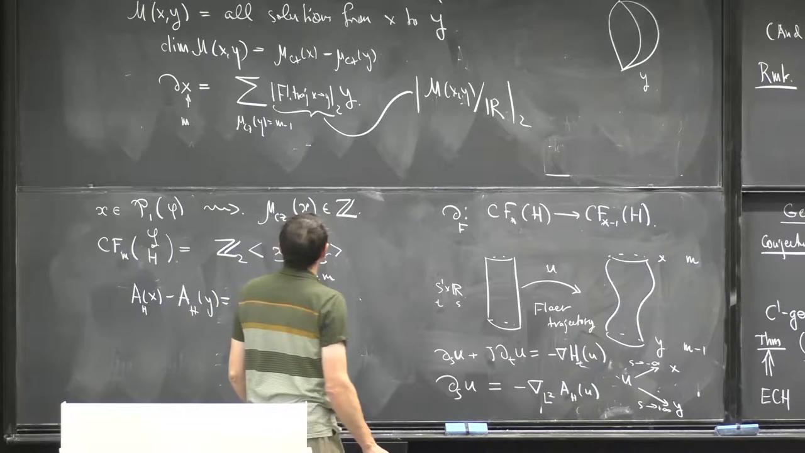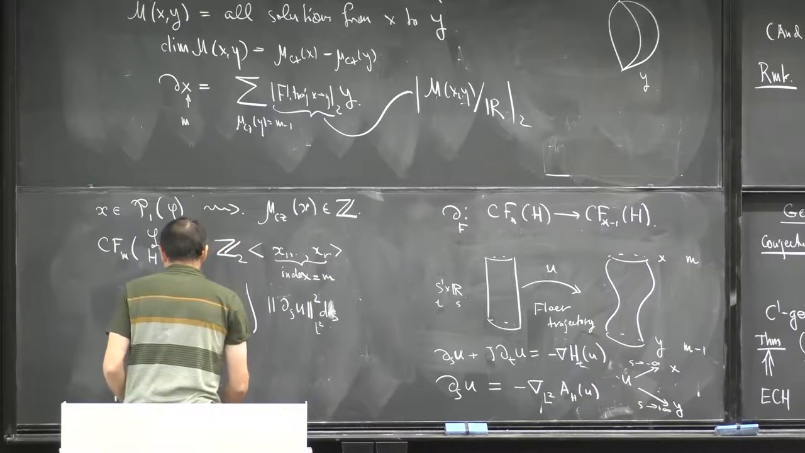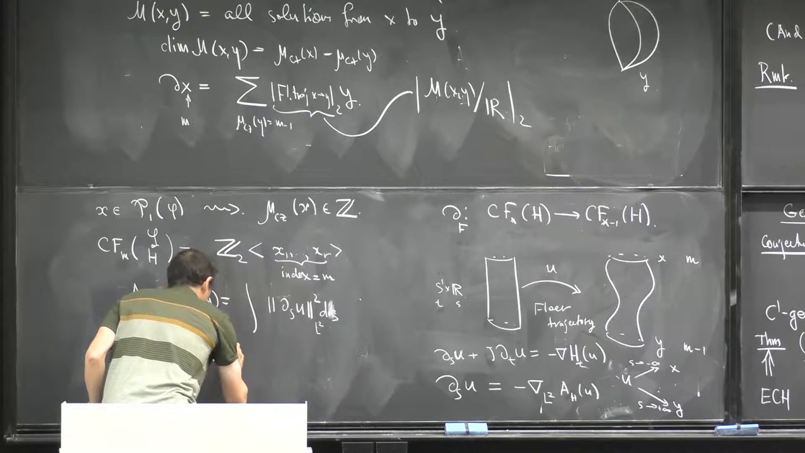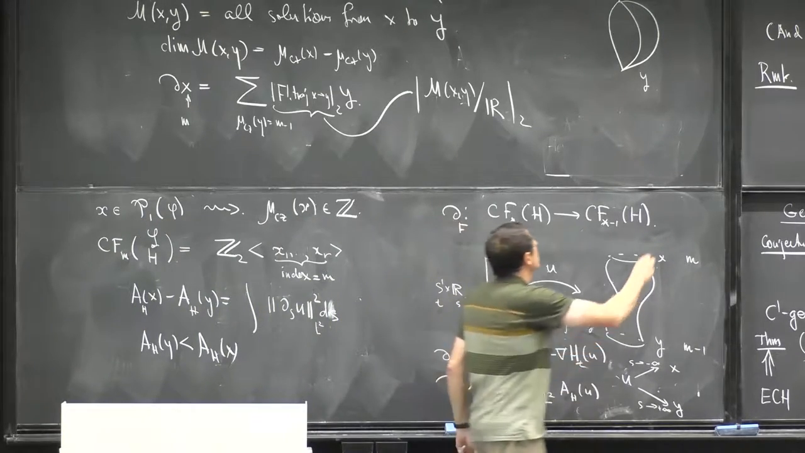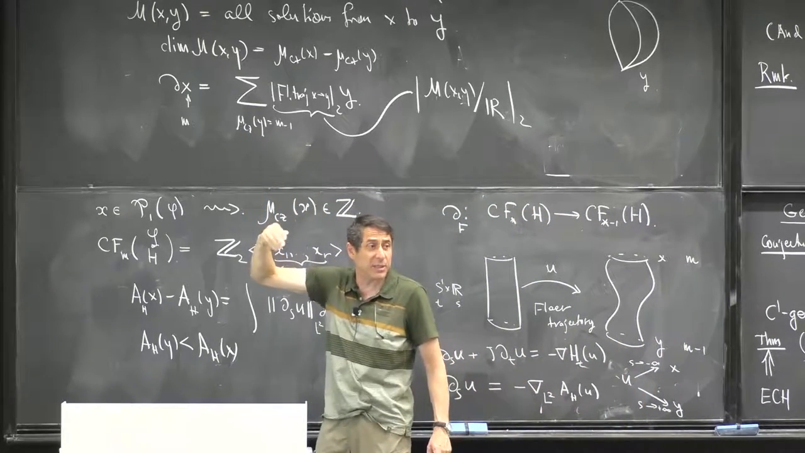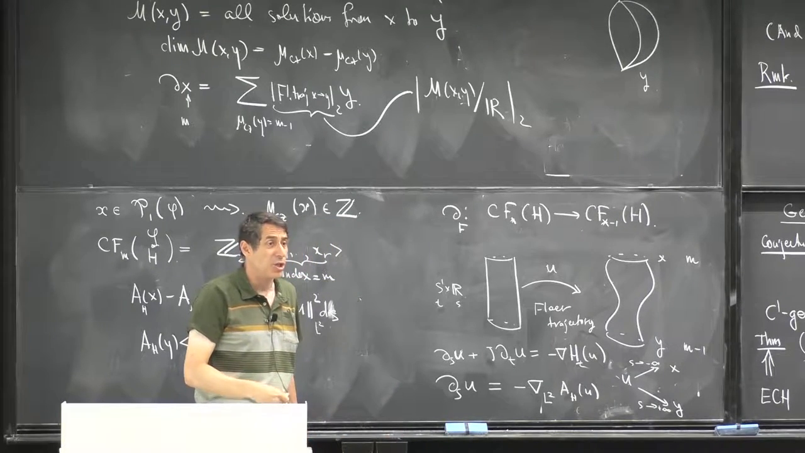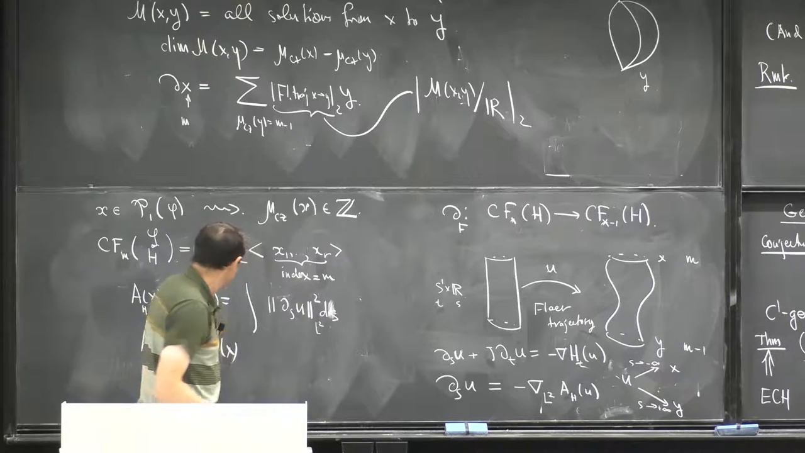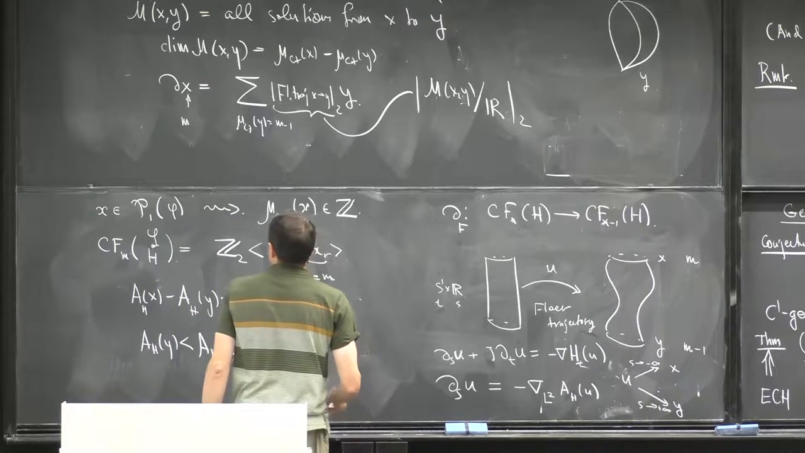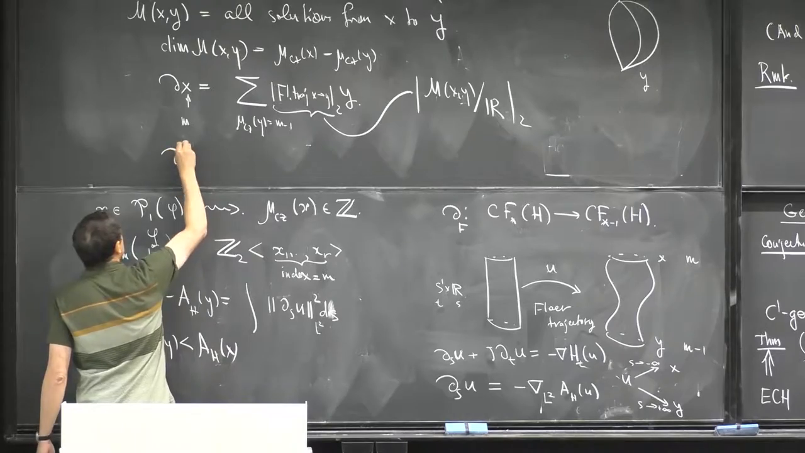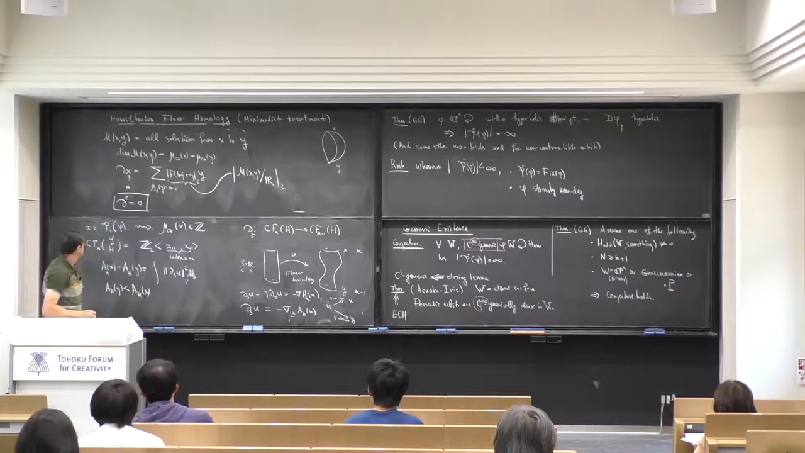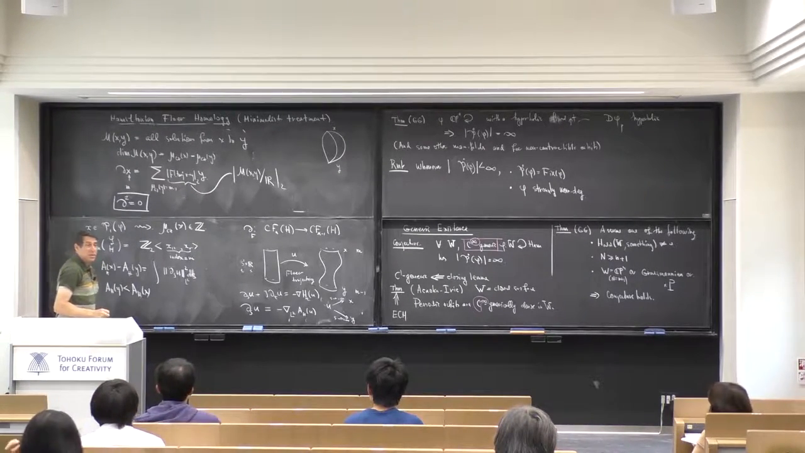But the important fact for us is that the action is strictly decreasing along the differential. That if y occurs in the image of dx, then the action on y is strictly smaller than the action on x. Again, this is just as in ordinary Morse theory. And the second fact we need to know is that d squared is equal to 0. That this is really a differential.